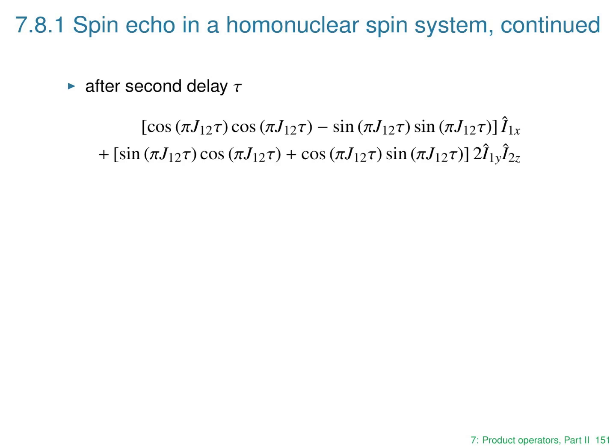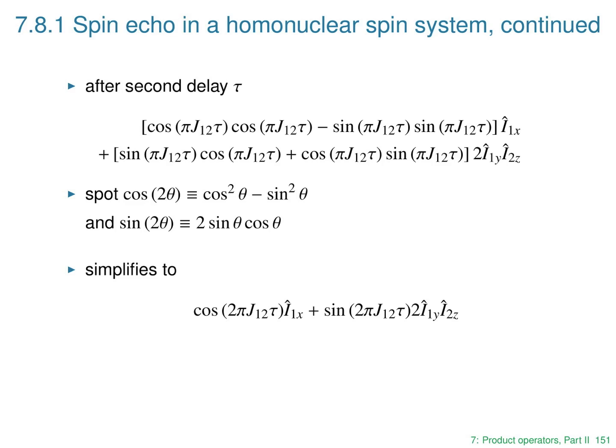Now it looks like a bit of a mess, but if you remember your trigonometric identities, you'll remember that cos 2 theta is cos squared minus sine squared, and sine 2 theta is 2 sine theta cos theta. And so that first term is actually cos 2 pi j tau, and the second term is actually sine 2 pi j tau. So we can simplify that to this, and that's the end of the calculation. So we've done tau, 180, tau. And what have we got?